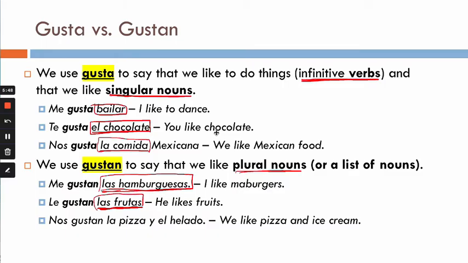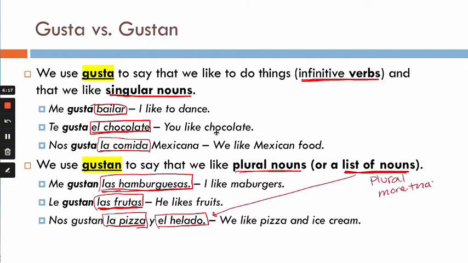And then nos gustan la pizza y el helado. So la pizza y el helado, we like pizza and ice cream. Two singular nouns, but it's more than one thing. So that's a list of nouns. It's plural because there is more than one thing. Okay? More than one thing means we need to use gustan in our sentence.